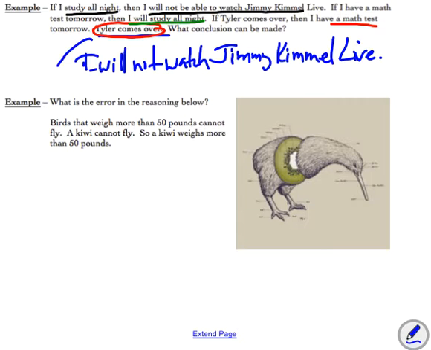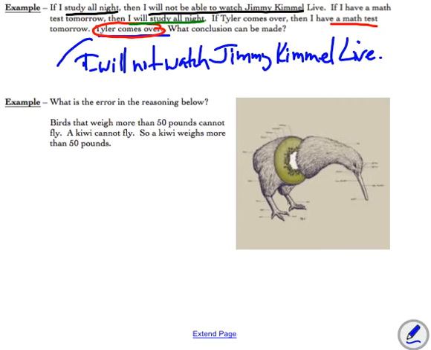What is the error in the reasoning below? Birds that weigh more than 50 pounds cannot fly. A kiwi cannot fly. Kiwi is a cute little bird from New Zealand, Australia, or I think maybe just New Zealand. So a kiwi weighs more than 50 pounds. True or false? And I guess what we would be thinking about here is what is the error in the reasoning below. So again, take a pause and think about that, make a response, and then go ahead and click play again when you're ready to go.